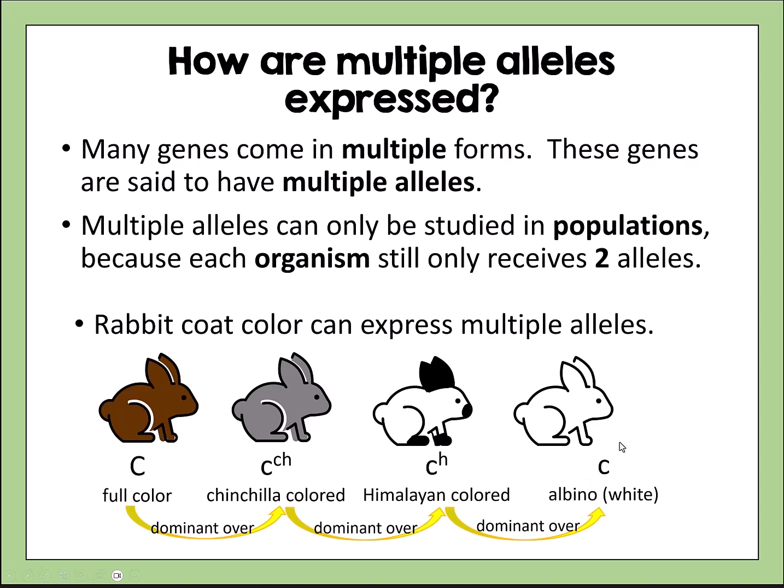So only when a rabbit would inherit two little c's, a little c genotype, would they actually show the albino phenotype. If they had, let's say, a chinchilla-colored allele and an albino allele, they would show the chinchilla-colored trait and be gray. So each rabbit has a combination of two of these alleles, but you can see that there are multiple in that population.